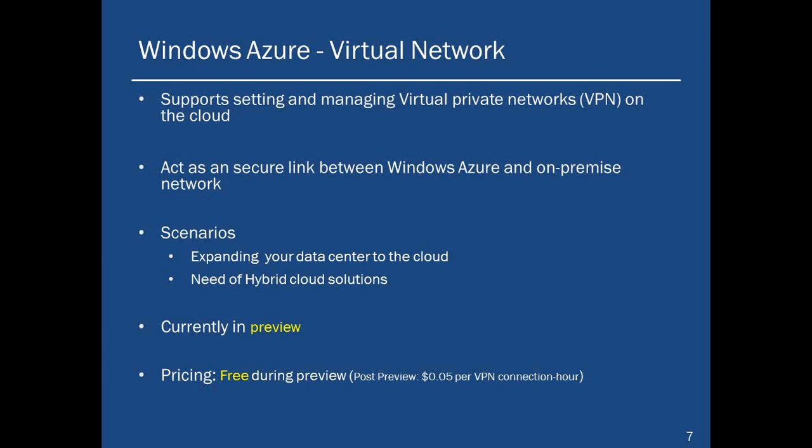The virtual network really helps you to set up connectivity between two sites. When I say two sites, one site could be on the cloud, the other side could be on premise. So that's where the virtual network component acts as a very, very secure link between your Windows Azure platform and the on-premise network.